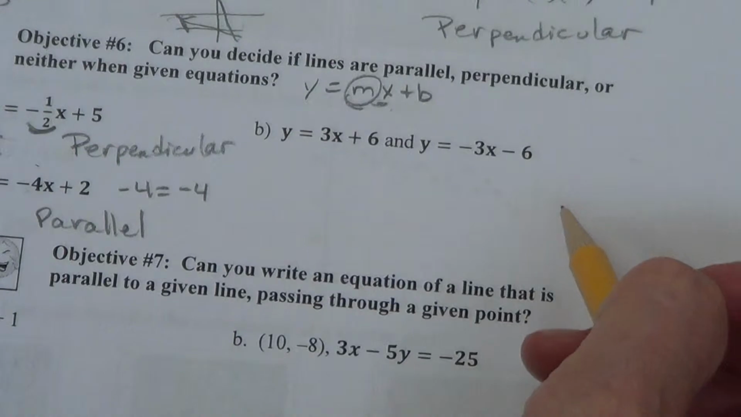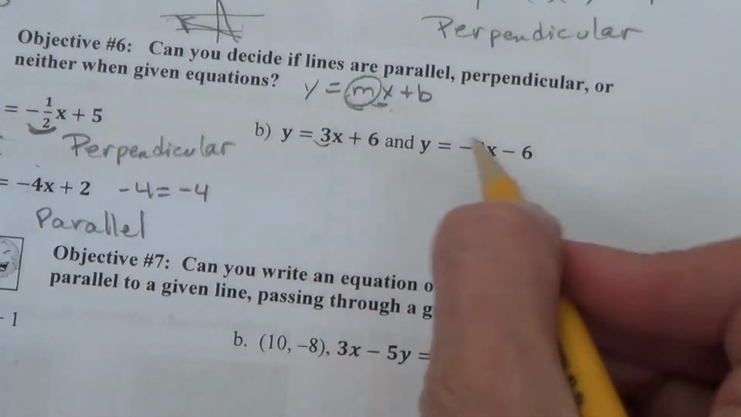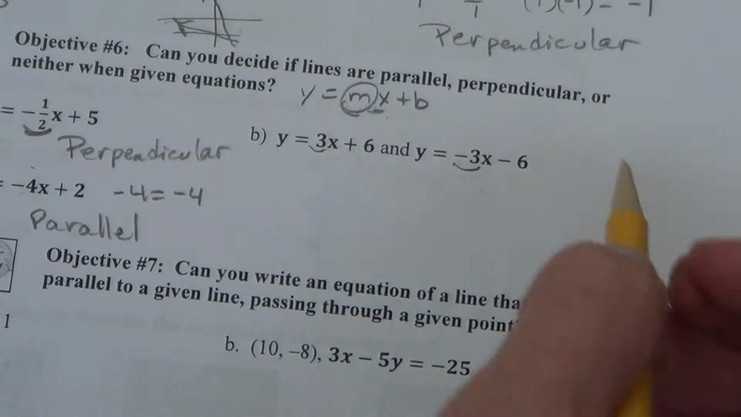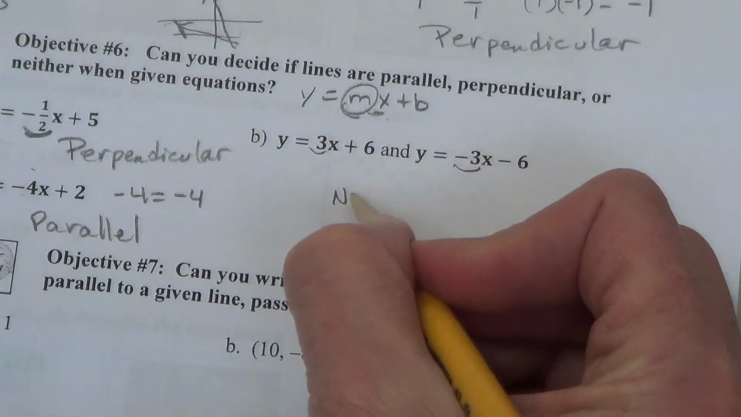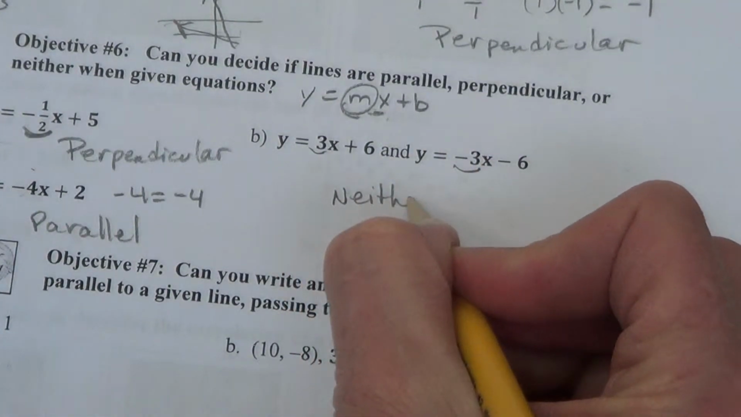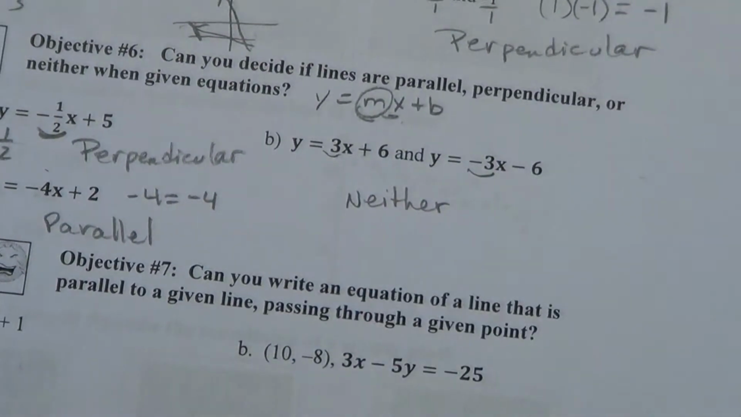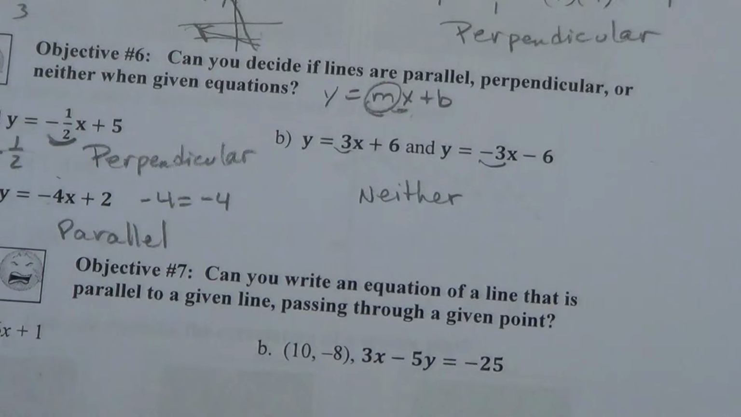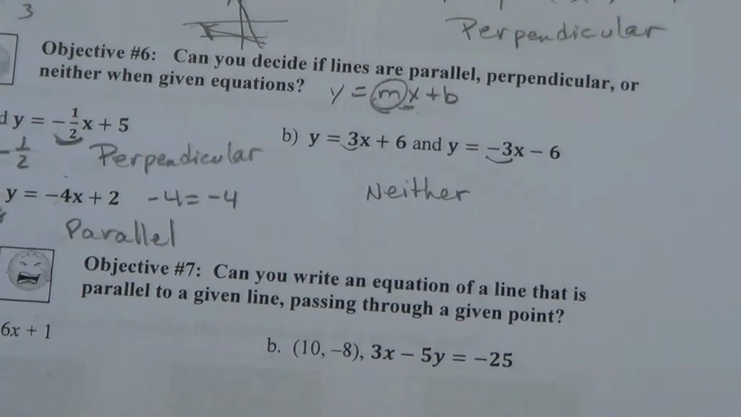The next line is a positive 3 and a negative 3. If you said those are neither, you are correct. They are opposites, but they are not reciprocals of each other, so they are not perpendicular. They're not identical, so they're not parallel.